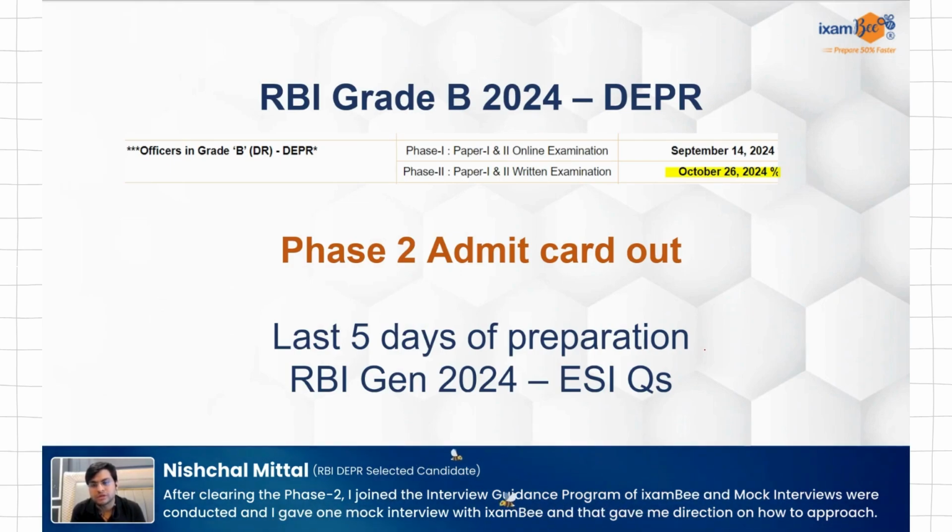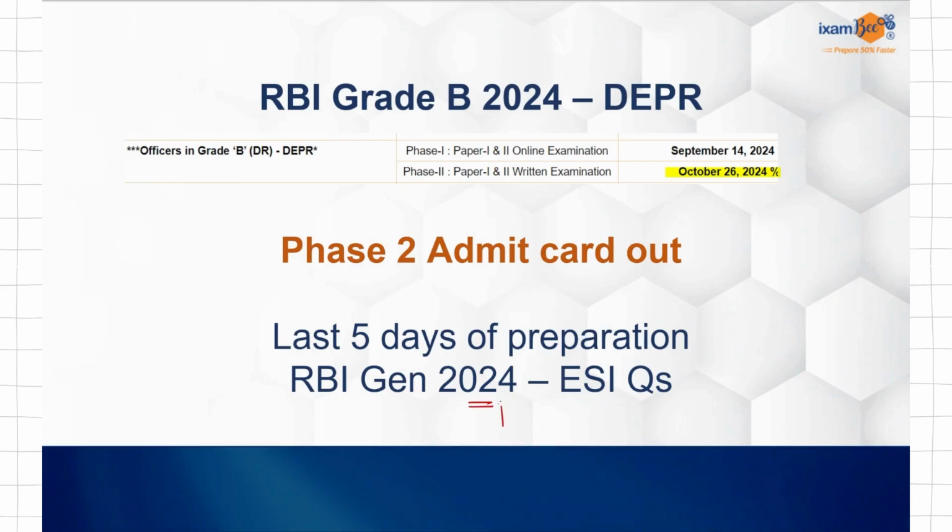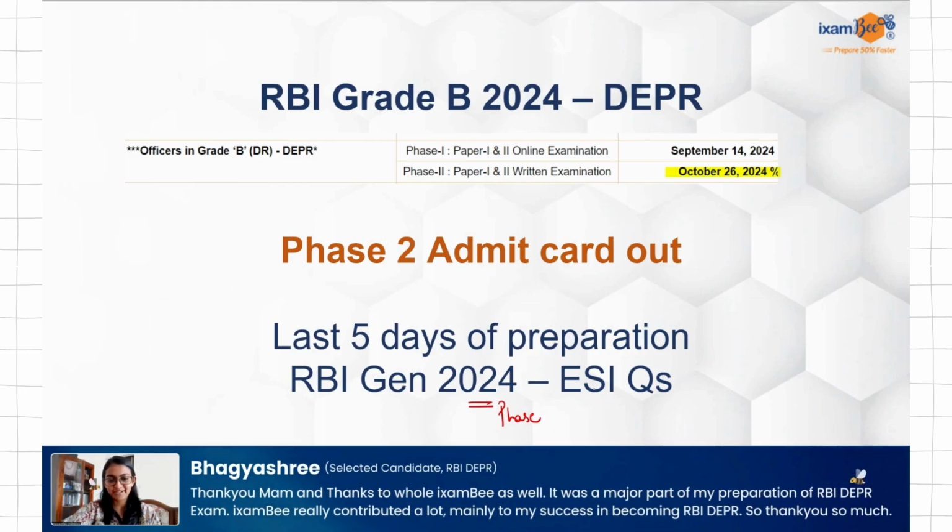So in this video, I'm going to talk about these last 5 days or this 1 week that you are left with, what you should be doing. And also I will discuss the general RBI stream 2024 phase 2 paper of ESI descriptive, the questions that came. Why? Because this can be important for your Indian economy paper in your DEPR exam, right?